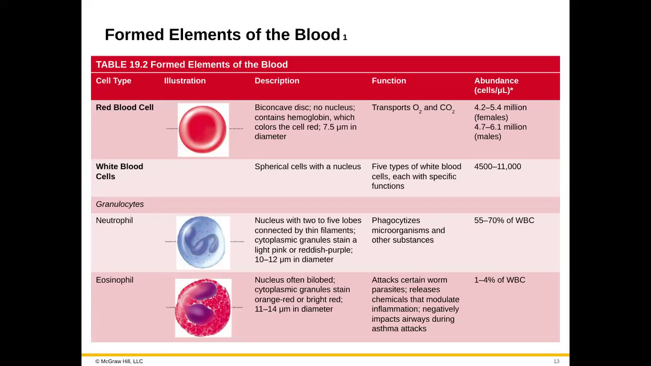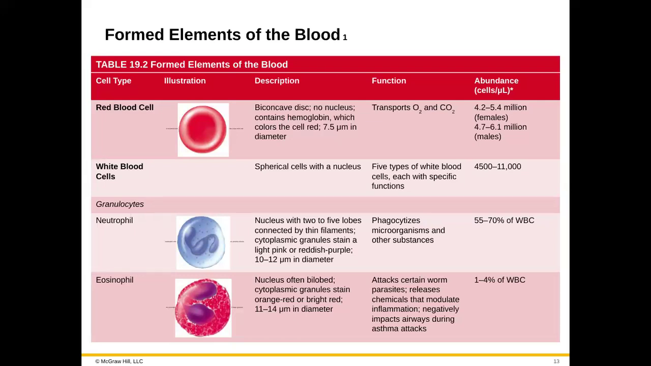The nucleus of a neutrophil is typically 2 to 5 lobes. Lots of cytoplasmic granules. It stains light pink or reddish purple, and it's 10 to 12 microns in diameter. Its main function is to destroy microorganisms and other substances through phagocytosis. Neutrophils are usually the first ones to get to a site of infection, and they make up a majority of the white blood cells. They're between 55 to 70% of the white blood cells.